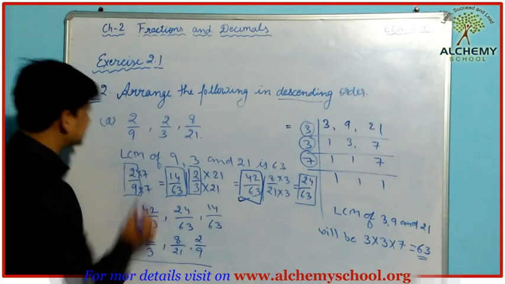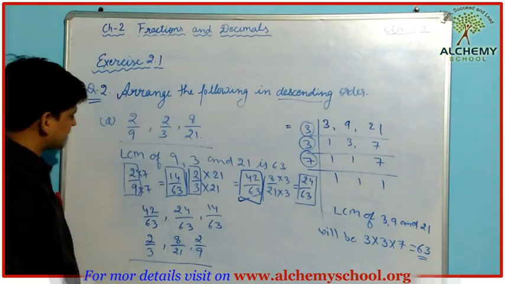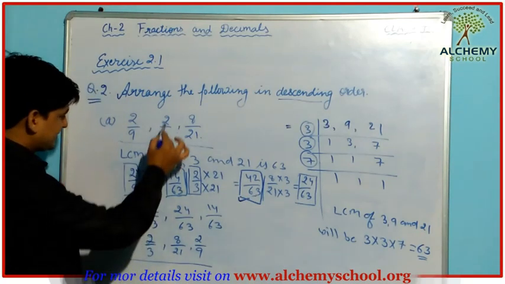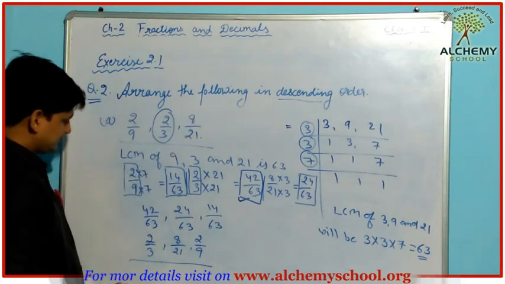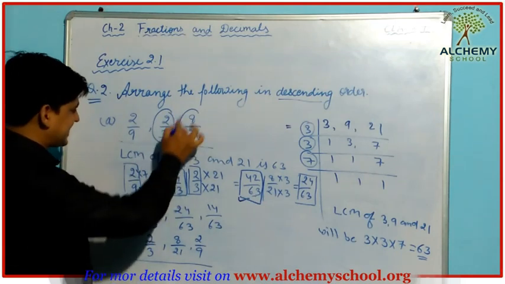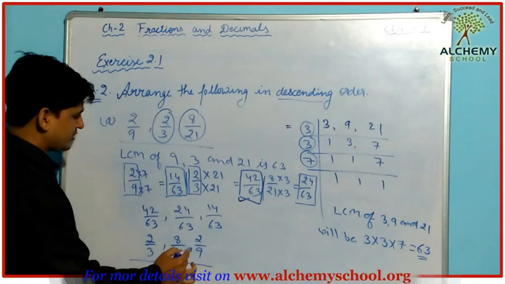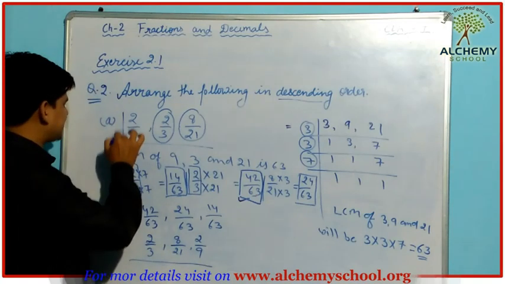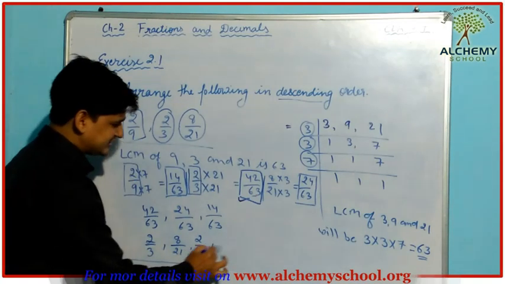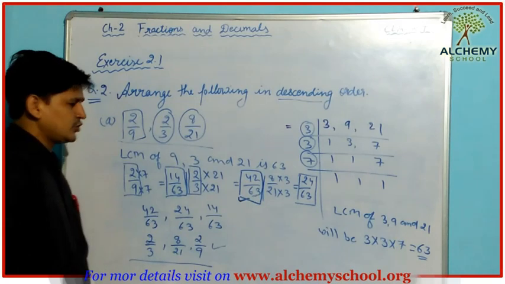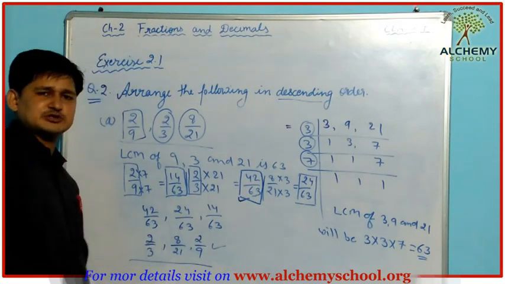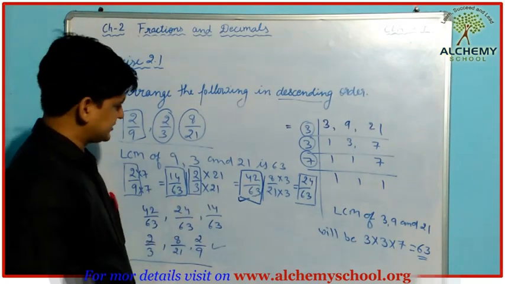So we have arranged the given numbers. Now we can find that 2 upon 3 is the greatest value. Then after that we have 8 upon 21, and 2 upon 9 is the smallest value. I have arranged them here in descending order. You can practice this, and the next question you can solve by yourself.